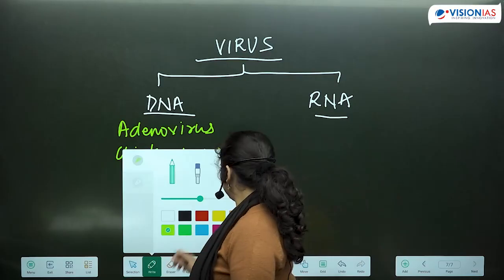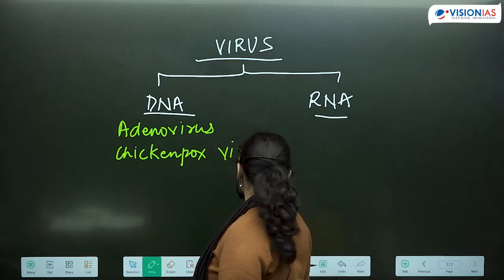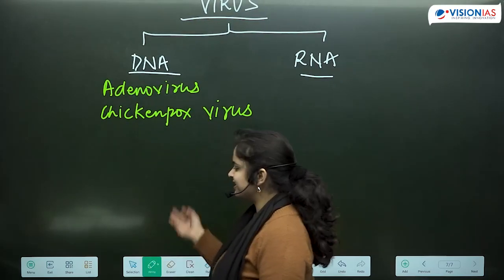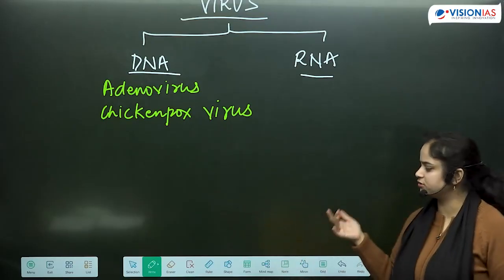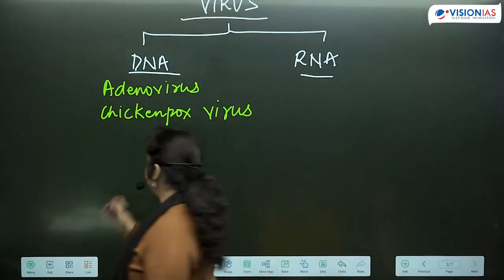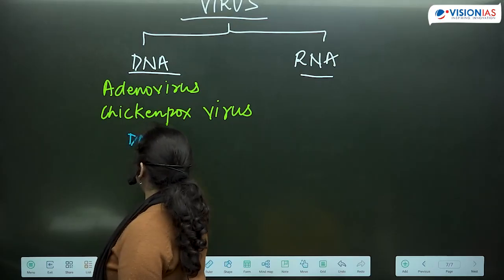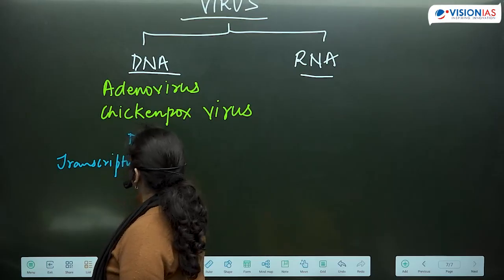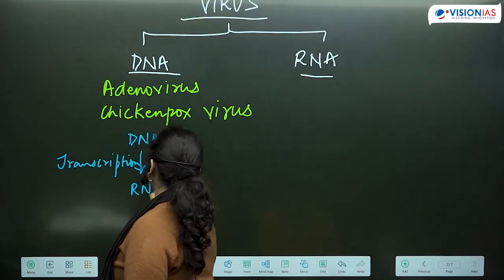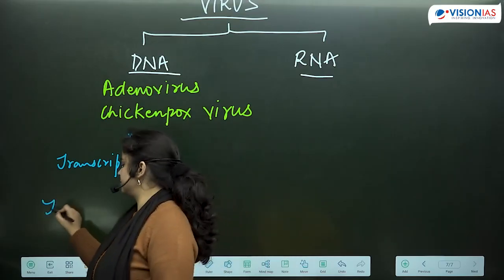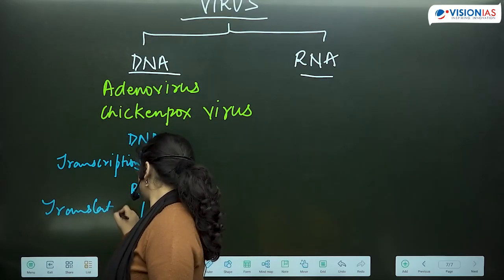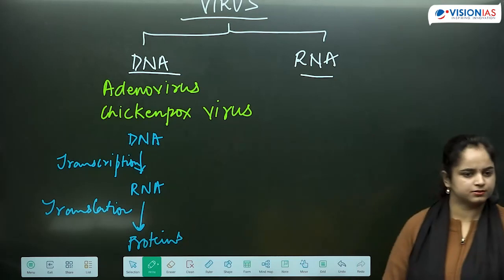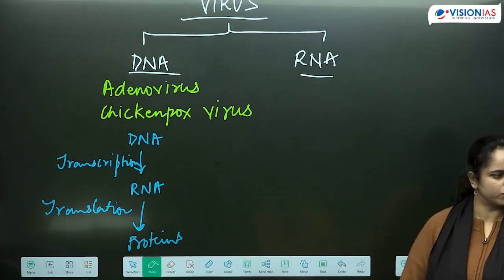Now when the virus is going to be a DNA virus, its genes are in the form of DNA, so gene expression will be exactly like what we have learned. DNA होगा, ट्रांसक्रिप्शन होगा, RNA बनेगा, then translation, and finally gene expression through formation of proteins. Okay, this is the process which you've already learned.